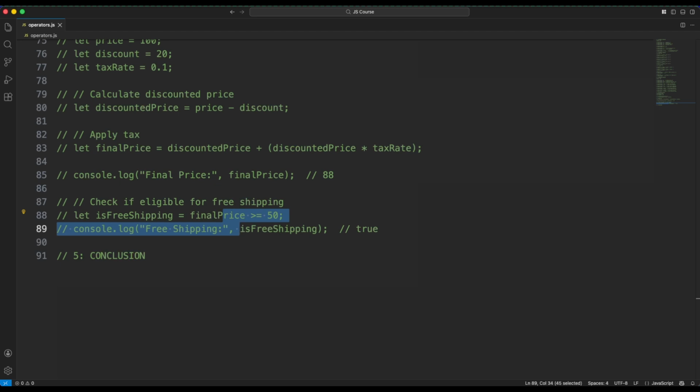In the next video, we are going to talk about statements in JavaScript, expressions, blocks, and the role of semicolons. Those concepts will help you structure your code properly.